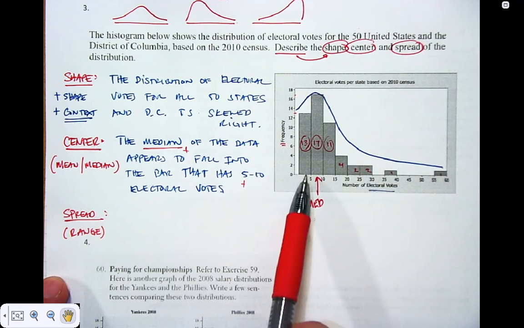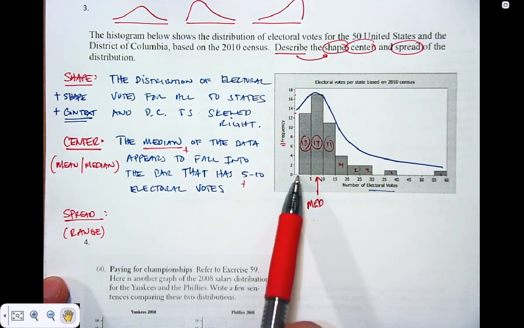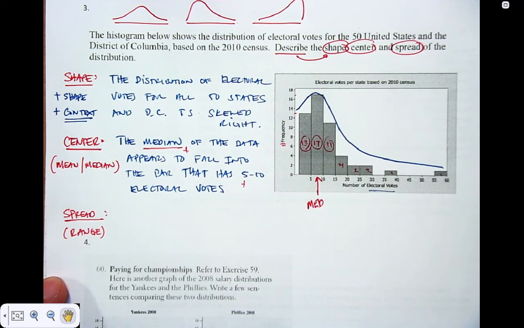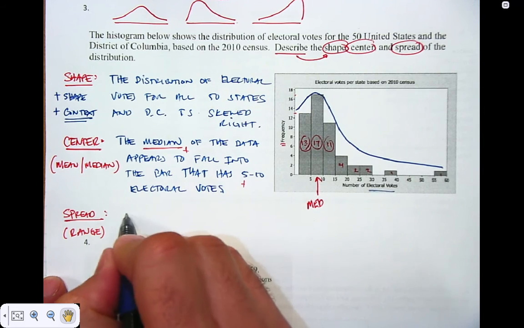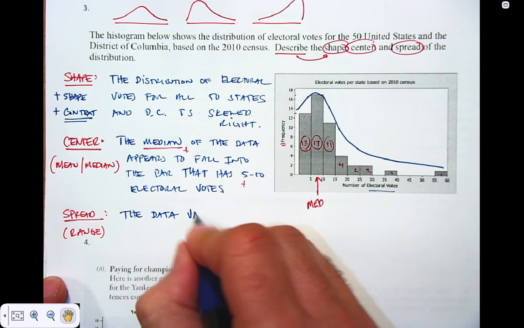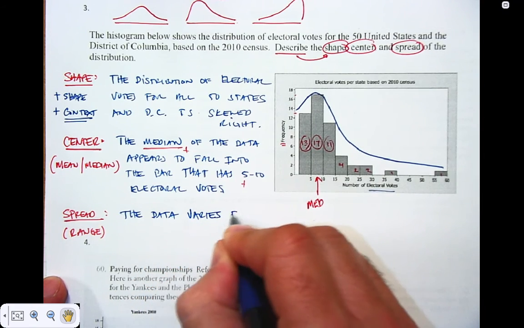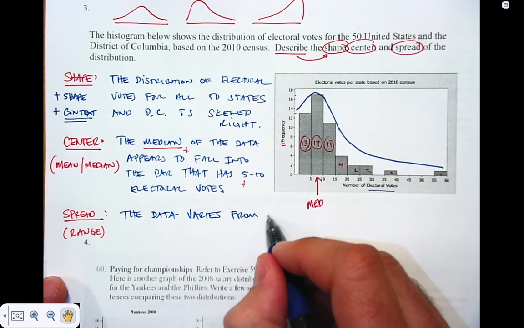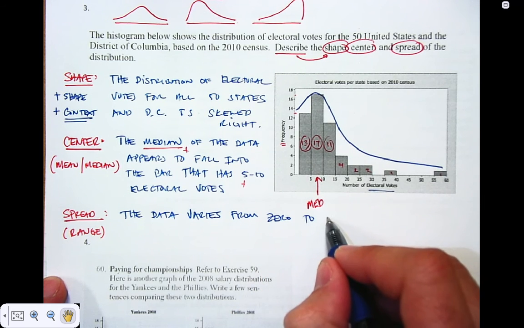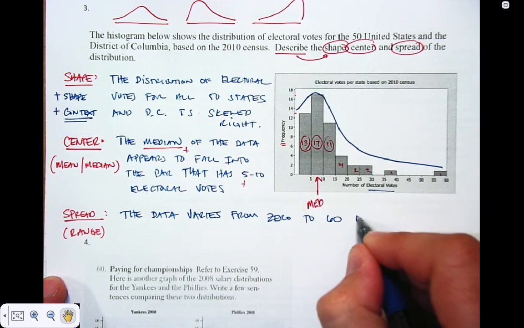And so we don't really know the minimum number of electoral votes. All we know is it's somewhere between 0 and 5. And we don't know the max, because all we know is it's between 55 and 60. And so for this question, you could just say the data varies from 0 to 60 electoral votes.